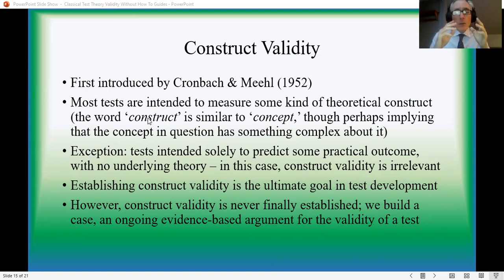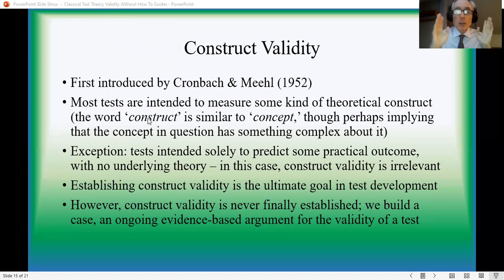So we're trying to study psychopathy. We're trying to study schizophrenia. We're trying to study Machiavellianism. We're trying to study whatever it happens to be. And the question becomes, how well does this test capture that complex construct? Now, as always, there's exceptions. Here, the only exception, as with content validity, is if you have a test that's developed entirely for a single practical purpose.